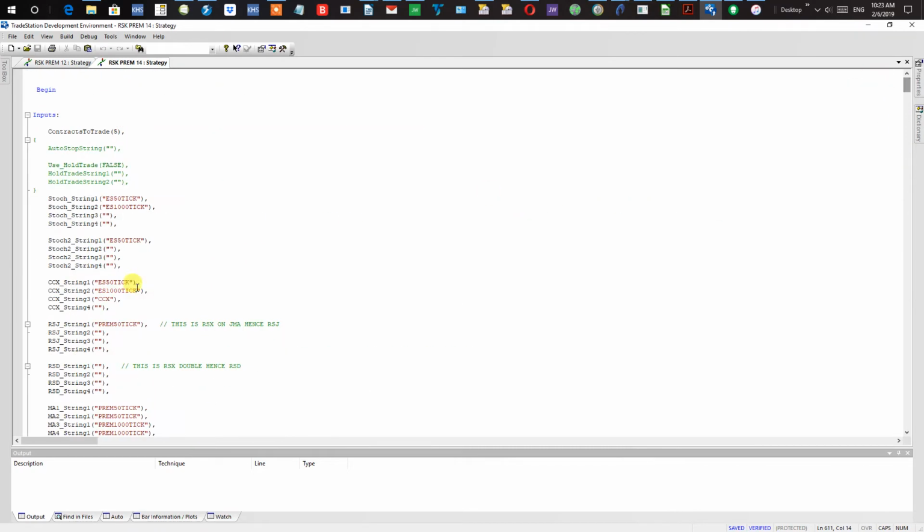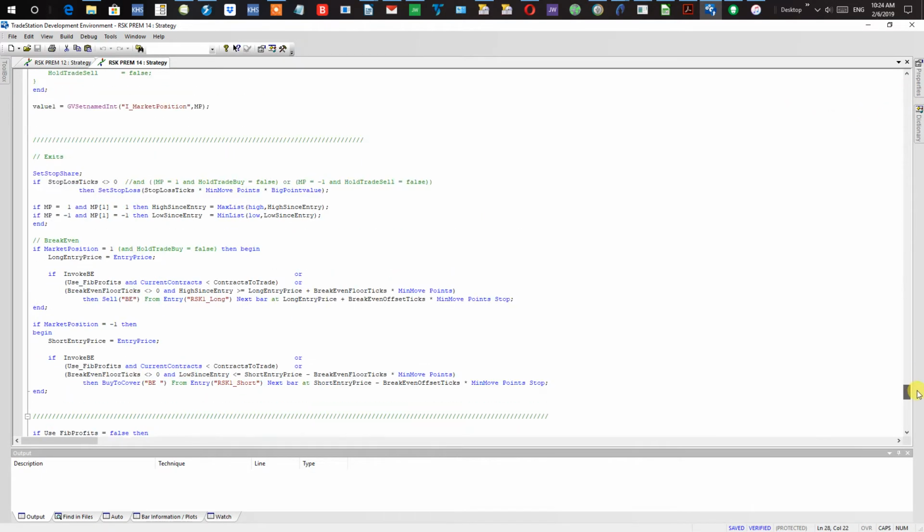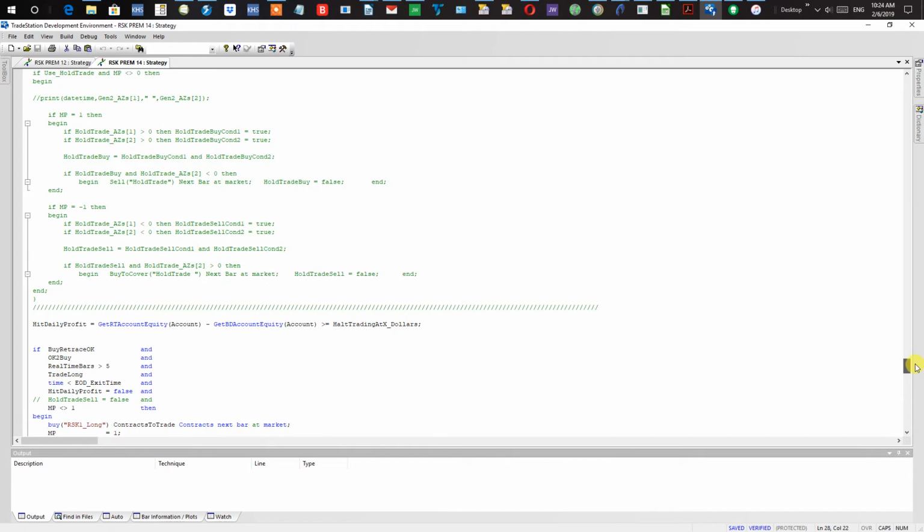Data feed number 3 is right up here. And that's the CCX. That's the broadcast channel, if you will, for that particular condition. So that's the first thing that we need to have.